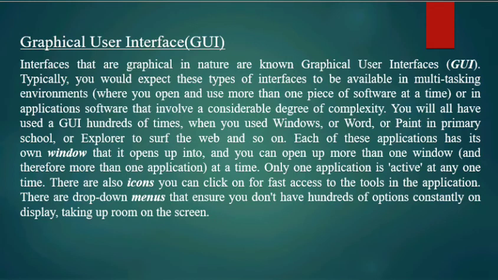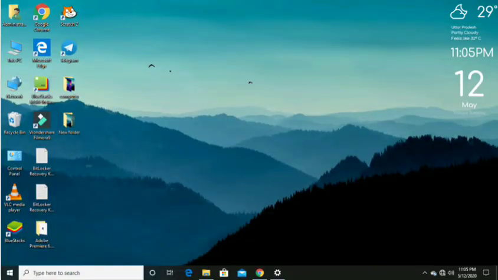Windows smartphones and Android smartphones provide a graphical user interface. The Windows operating system provides a graphical user interface. In the figure you can see many icons: Telegram, Google Chrome, Scratch, Recycle Bin. By clicking on these icons you can open the particular application. So it is known as the graphical user interface.